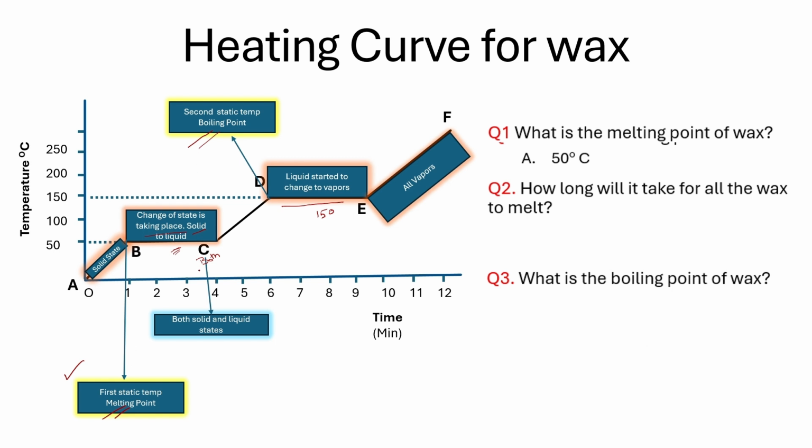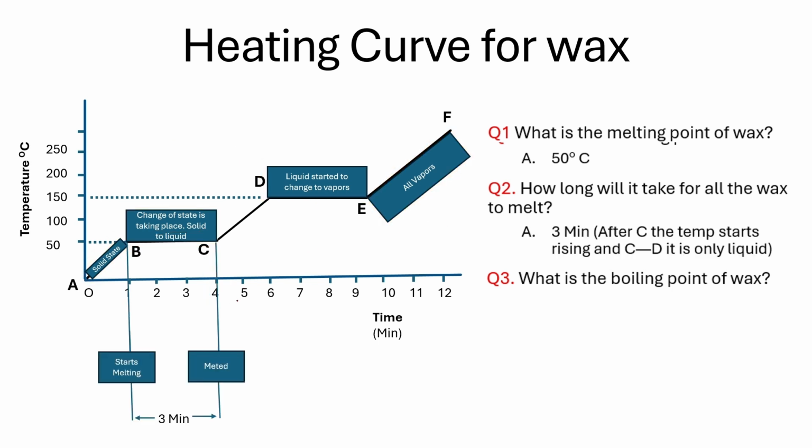And now there is another question: how long will it take for all the wax to melt? You can see that at 1 minute it starts melting, till 4 minutes it melts, and then the temperature rises. So if we count the time, it is 3 minutes altogether in which all the solid has been melted.